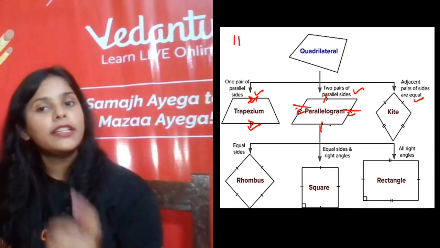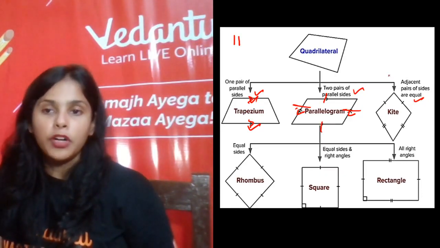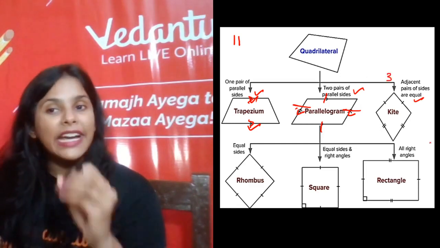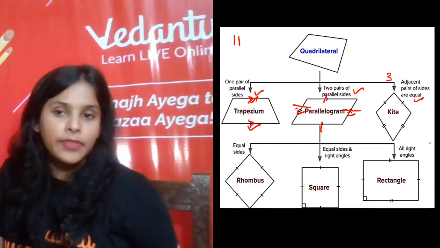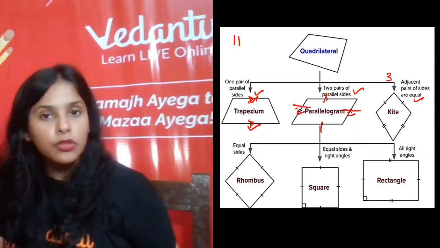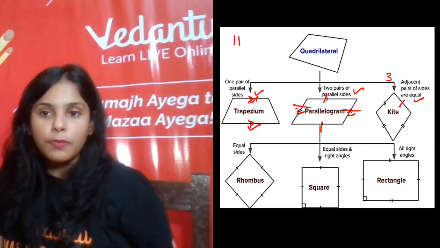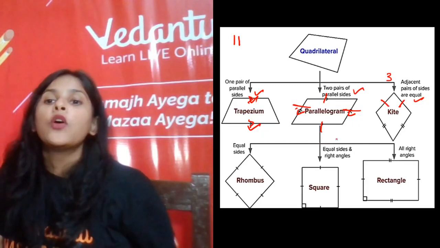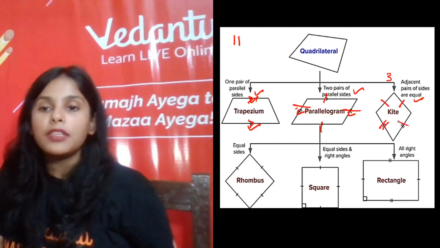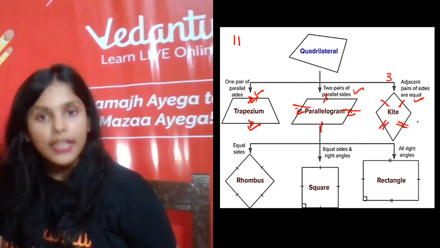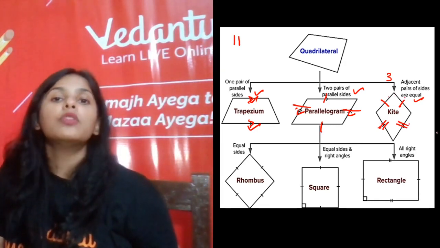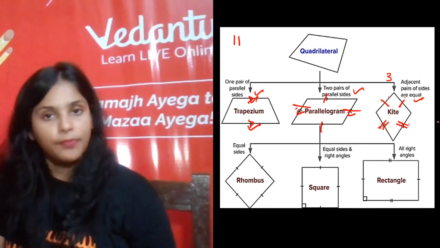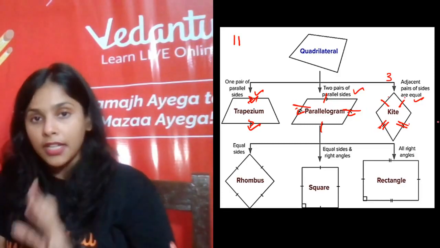Now let's come to the third type of quadrilateral, that is the kite, where adjacent pairs of sides are equal. What do we mean by adjacent? Neighbours. These two neighbours are equal to each other and these two neighbours are equal to each other. Okay guys, not all sides are equal.